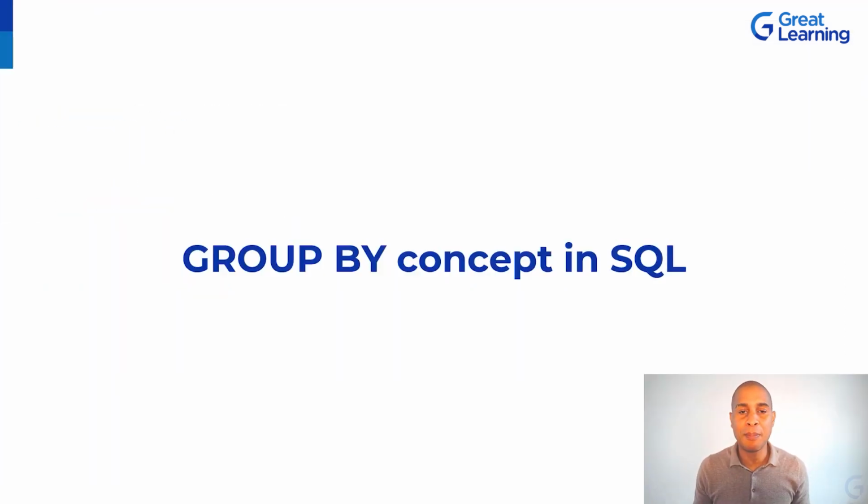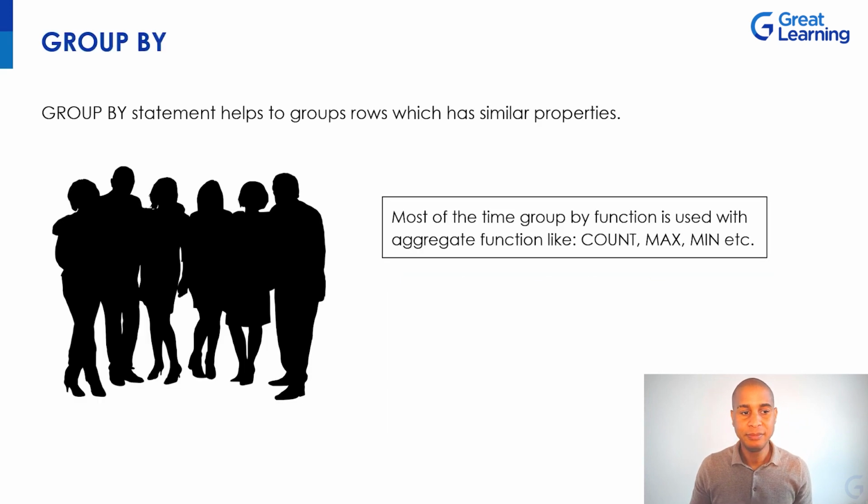So now we're going to talk about the concept of grouping data. And this is super, super important because as an analyst or a data scientist, you will be grouping or aggregating data so that we can understand its group dynamics. So a group by statement helps to group rows which have similar properties or dimensions or features.